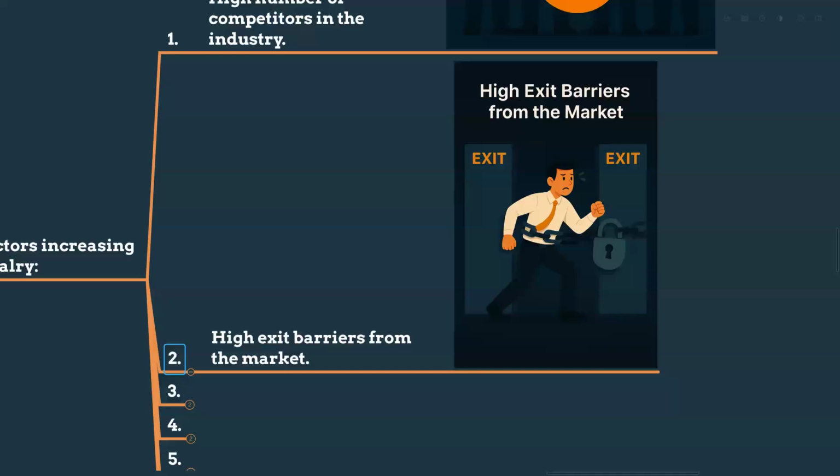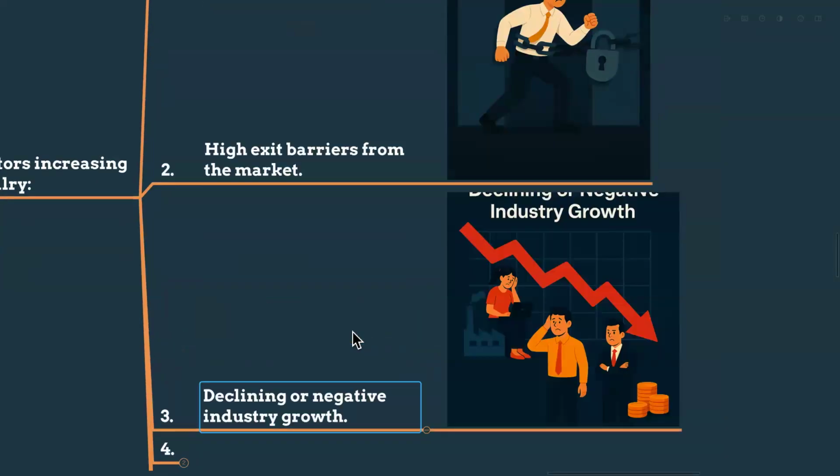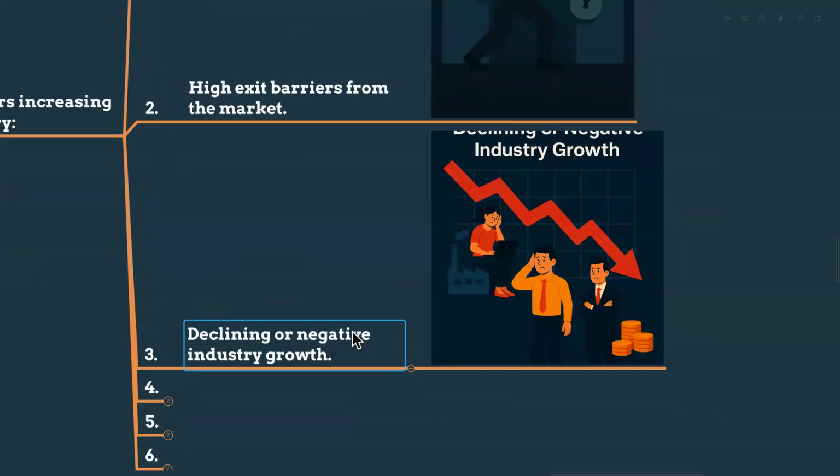You cannot even leave. And declining or negative industry growth. That industry is not growing. It is a declining market. It means the people who want that product or service, year by year, it's reducing. Then you cannot do business with this negative industry growth, right? It's a declining market. You cannot fight for a shrinking customer base.